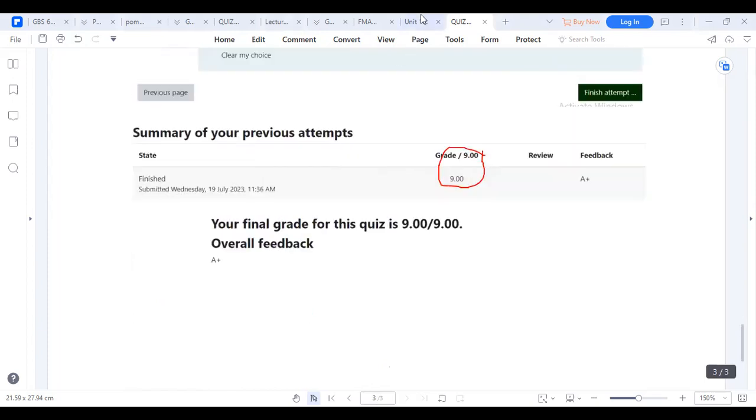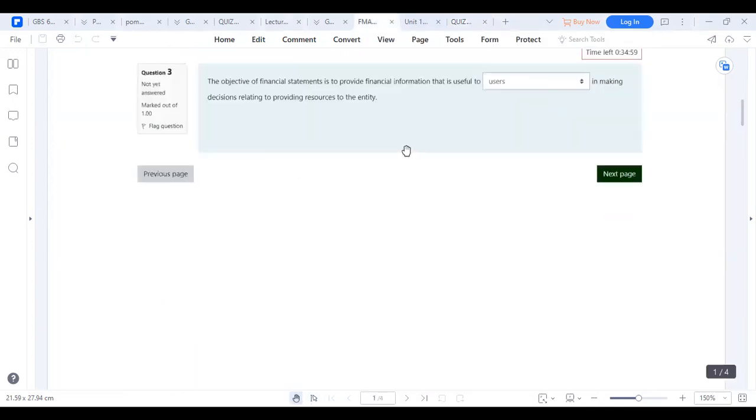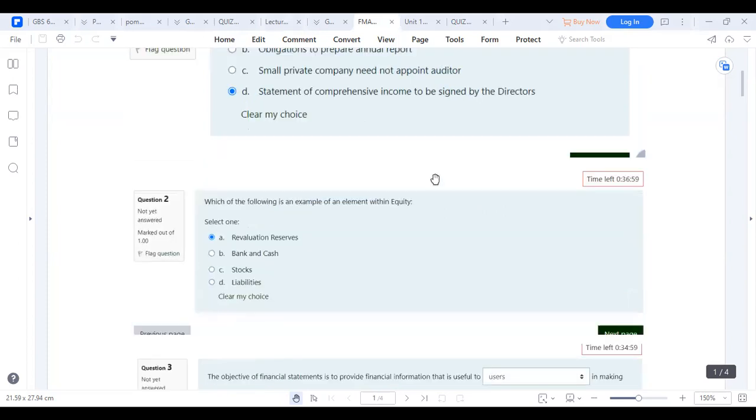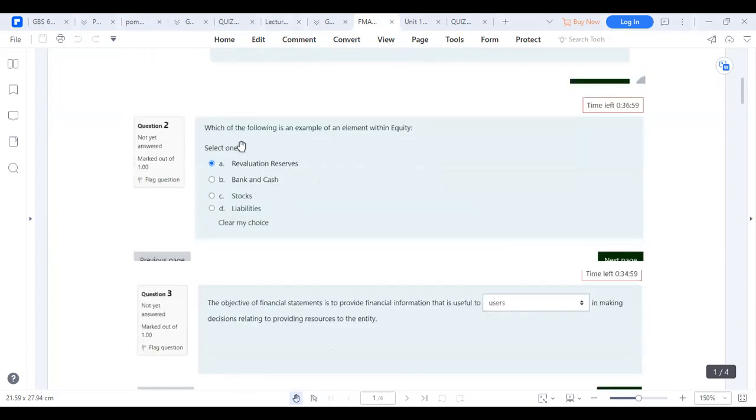All right, so we go to our second quiz from Unit 2. Which one of the following is not a requirement of the Companies Act? So a statement. Which one is a requirement? A statement must be signed by directors. Number 2, which one of the following is an example of an element within equity?